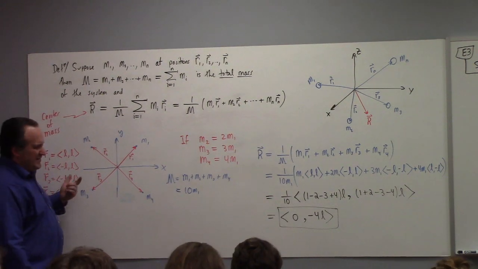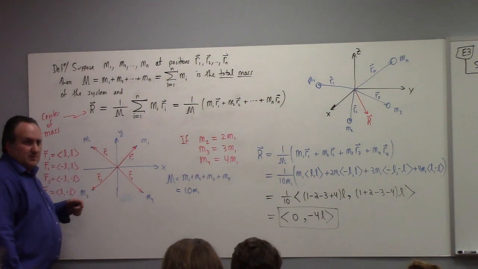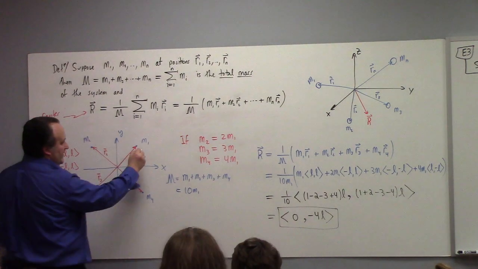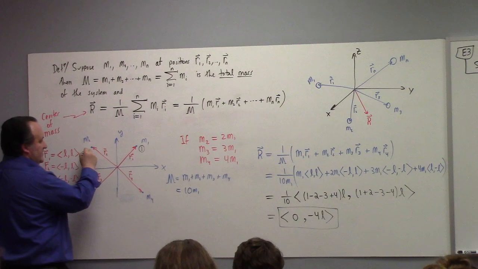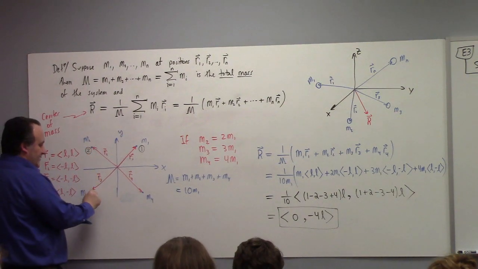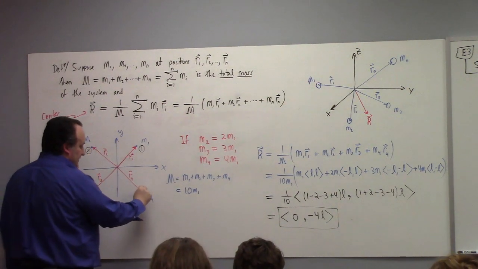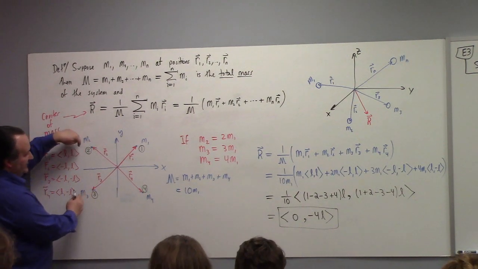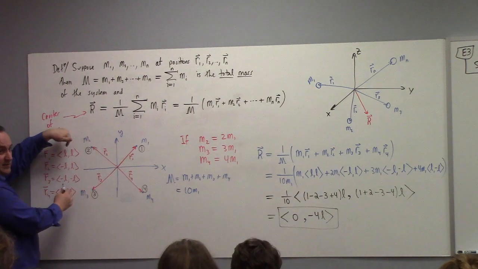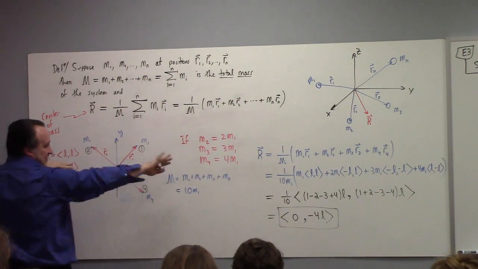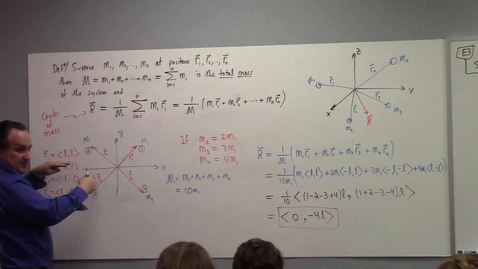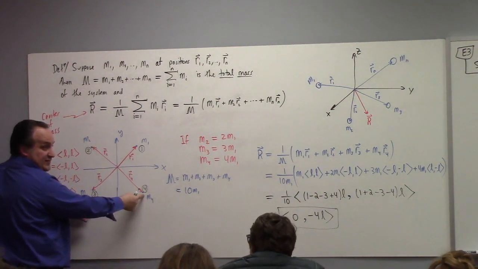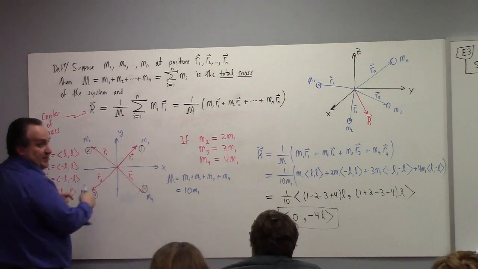Does that make sense? I've got 1 unit of mass here. I've got 2 units of mass here. I've got 3 units of mass here, and I've got 4 units of mass here. So I've got 5 on both sides, right? So there's no net mass this way or that way. It's in the center, and it's down here rather than up there because there's much more mass down here, 7, as opposed to the 3 above the x-axis.